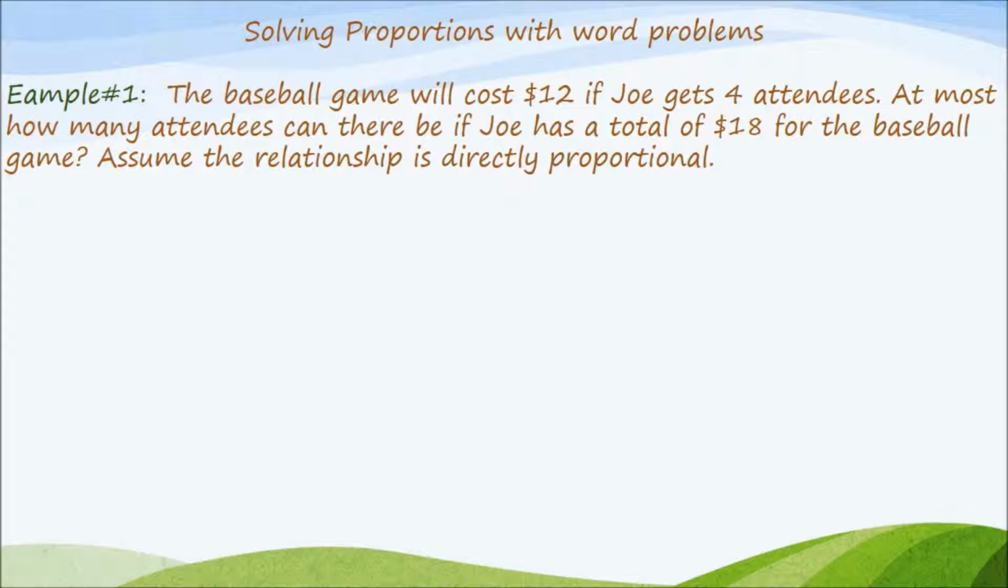Here's today's math tip. Today we're going to discuss solving proportions with word problems. Let's get started. Example 1. The baseball game will cost $12 if Jill gets 4 attendees. At most, how many attendees can there be if Jill has a total of $18 for the baseball game? Assume the relationship is directly proportional.